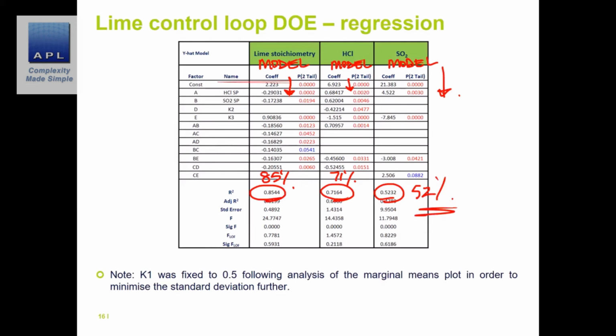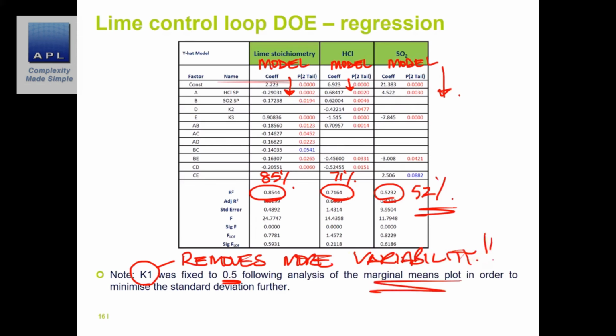Okay, and you can see that there's a comment on the bottom that from the analysis, one of the things they learned is that K1, if you set K1 to 0.5, it removes even more variability. Okay, removes more variability. So they've gone for even more control here. It's a fantastic thing to do. Great knowledge came out of this experiment. They are using it to their advantage.